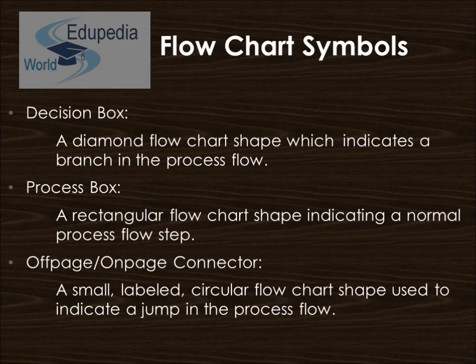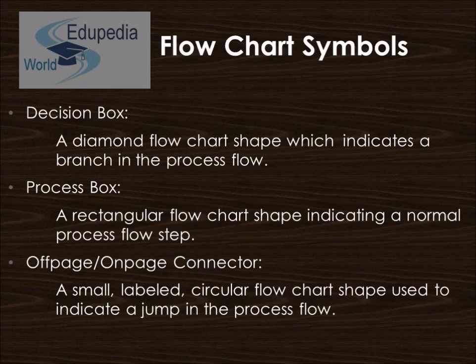Then comes the process box. It is a rectangular flowchart shape indicating a normal process flow step, or you can say it is used to show that something is happening, something is performed, an action is there. For example, add 1 to the value, add 1 to your result, save the changes, move this value to there, etc.